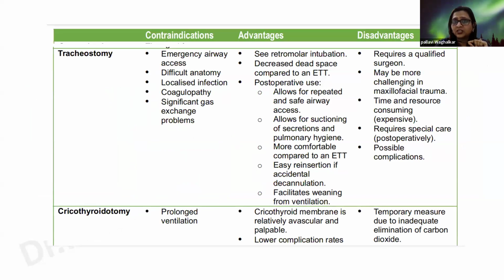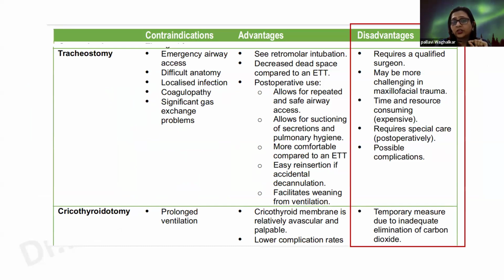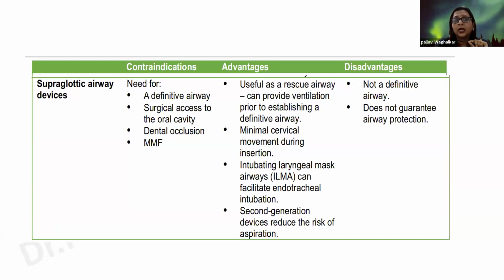Tracheostomy, we know all the advantages and disadvantages. Basically, it requires a skillful surgeon, and sometimes tracheostomy itself is challenging in maxillofacial trauma cases. Cricothyrotomy is a temporary measure, but it is not indicated if we require prolonged ventilation. We have to go ahead with the definitive tracheostomy because cricothyrotomy might not give adequate carbon dioxide elimination.